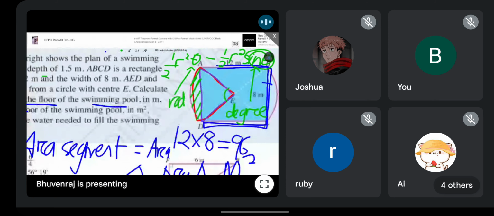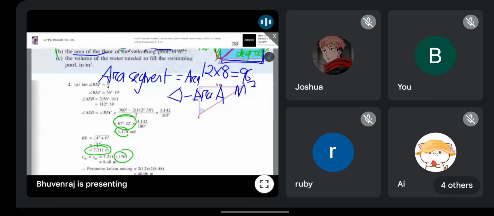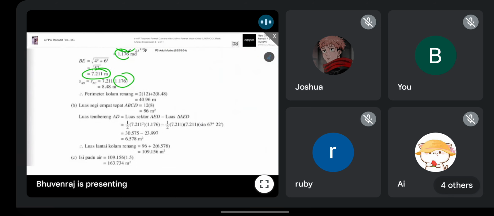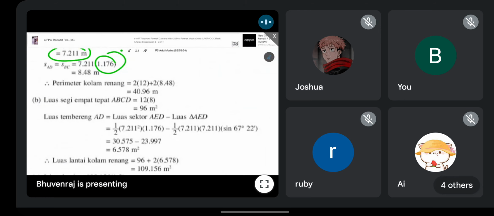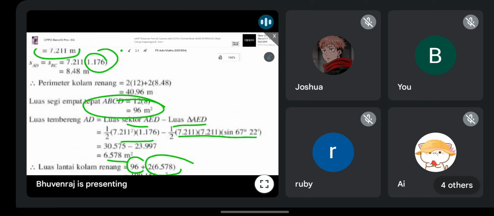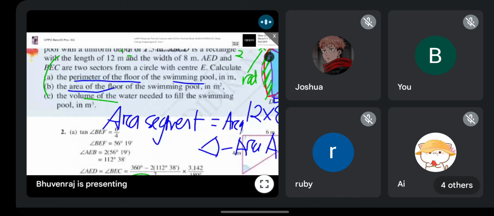Okay, luas segmen yang ni. Lepas tu darab 2 because you got 2 segment yang serupa. And then tambah dengan luas segi 4 tepat. So ini adalah cara nak selesaikan. Okay, sama macam saya terangkan. Okay, luas sektor tolak luas segitiga. Ganti semua nilai. Okay, lepas tu darab 2 tambah luas segi 4 tepat. Okay guys, are you clear? Soalan B.